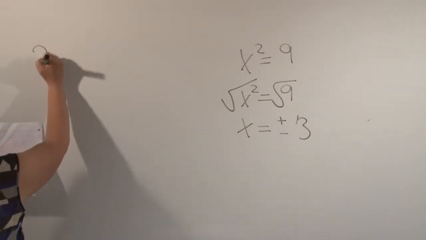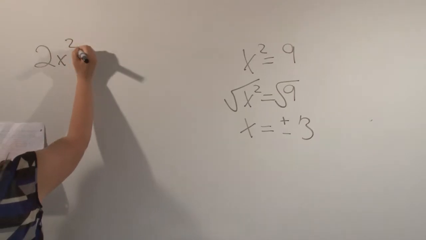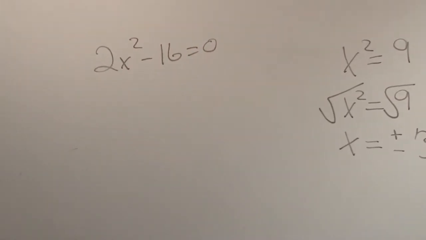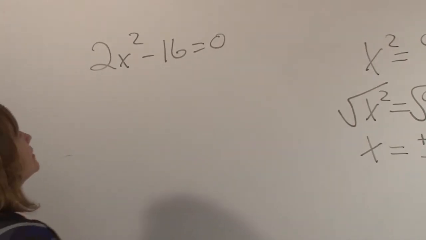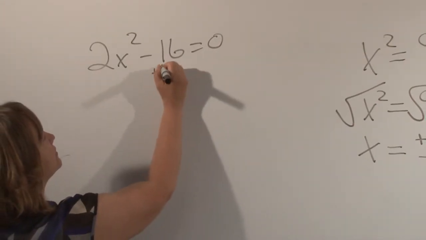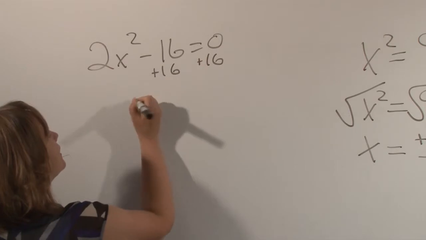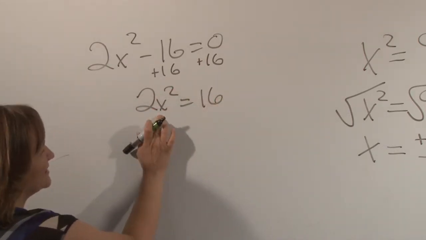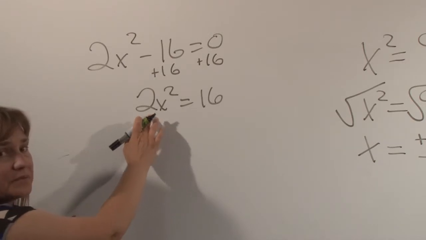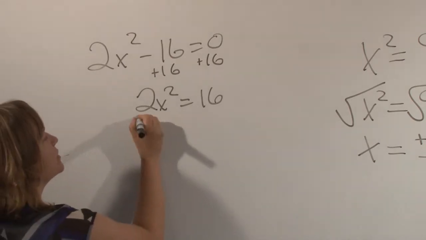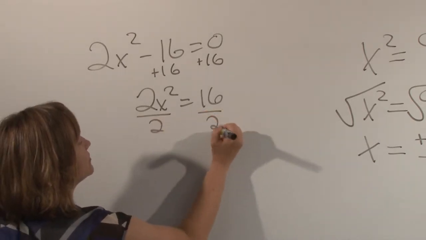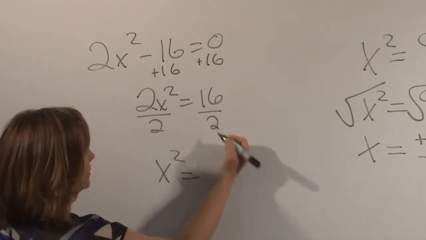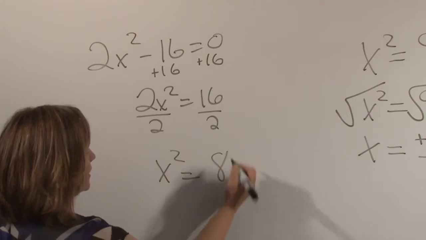Okay. If we have 2x squared minus 16 equals 0, it's not quite set up yet for the square root property. So I'm going to move the 16 over, and we'll get 2x squared equals 16. And then it's still not quite set up because we can't take the square root of 2. So I'm going to divide both sides by 2. Now it's set up for the square root property. 16 divided by 2 is 8.